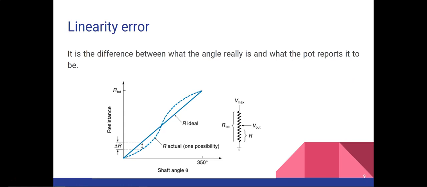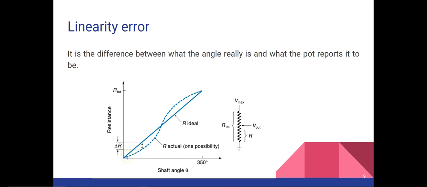Now next is the linearity error. Linearity error states that it is the difference between what the angle really is and what the potentiometer actually reports it to be. In this graph, we see the resistance versus the shaft angle. This is the total resistance, and corresponding to that we have some angles. The resistance will come out like this, very linear in the ideal case.